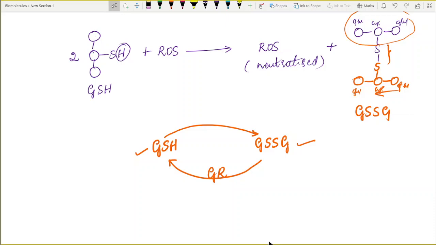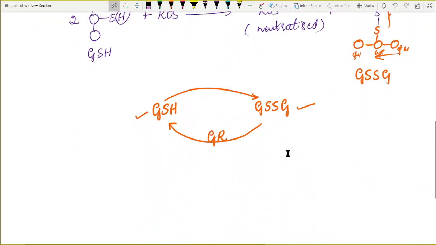Therefore, we can say that glutathione is a master antioxidant. Why do we call it a master antioxidant? This glutathione is capable of neutralizing a wide variety of reactive oxygen species, and even when our protein molecules have reacted with the reactive oxygen species, they are also neutralized by this glutathione molecule. And this is the only antioxidant in our cell which is capable of reverting to its original state.